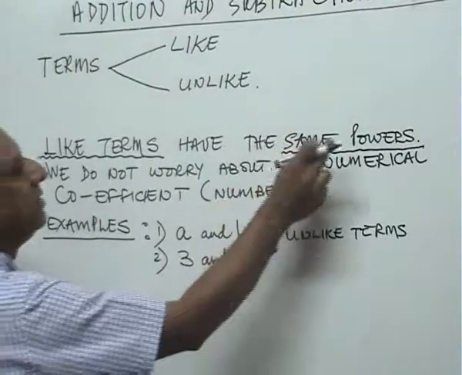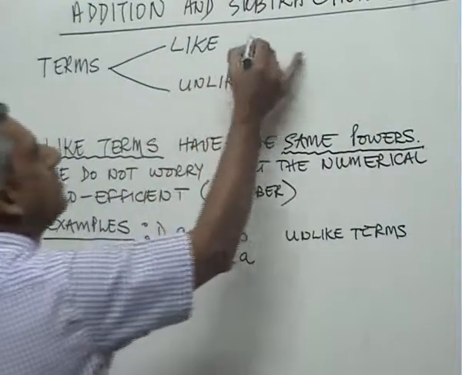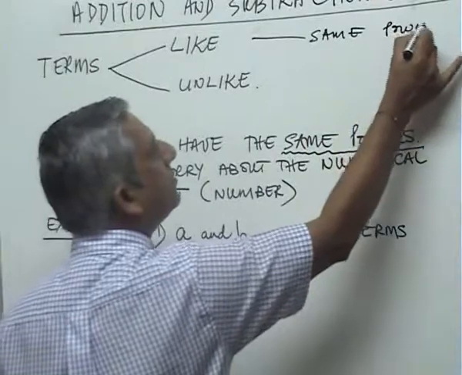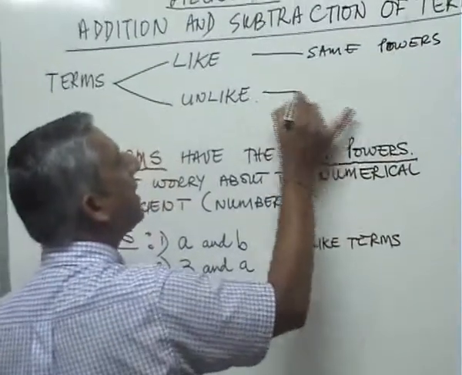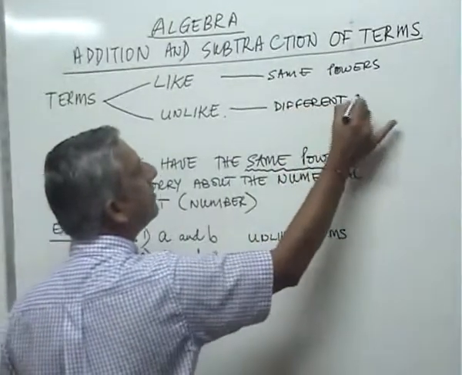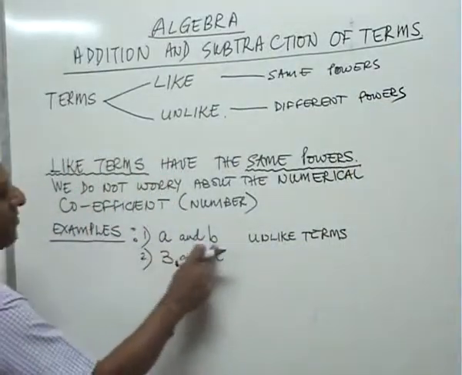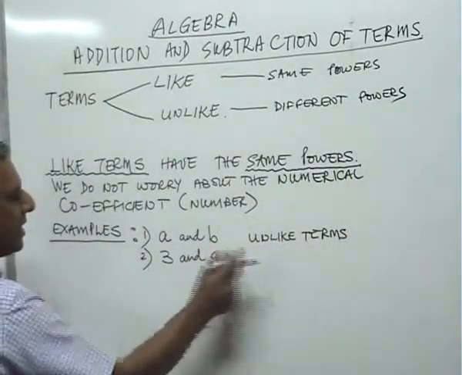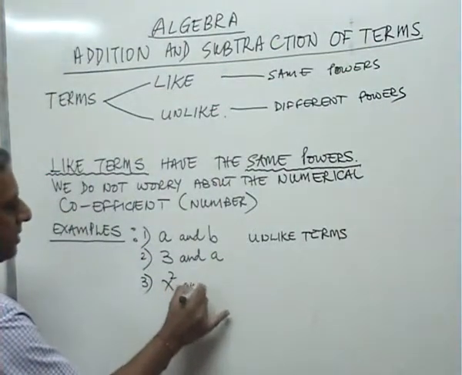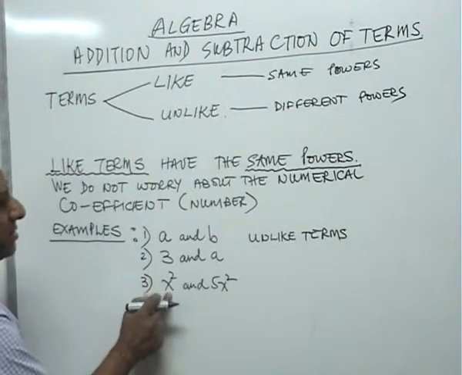Like terms have the same powers. Now the powers are not the same. So like terms have same powers. Unlike terms have different powers. So if you look here, the powers are different, so it's unlike terms. Powers are different, it's unlike terms. Right, let's have a look at this one. X squared and 5x squared. Now the powers are exactly the same.